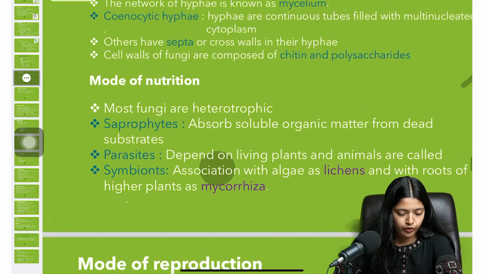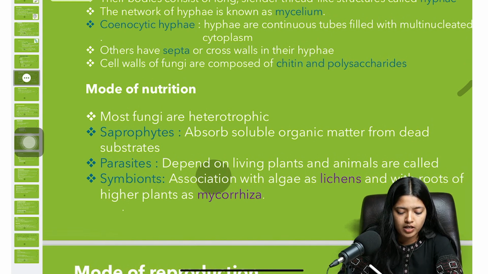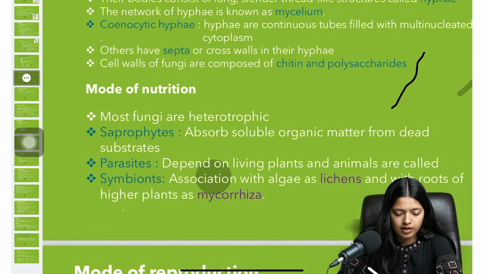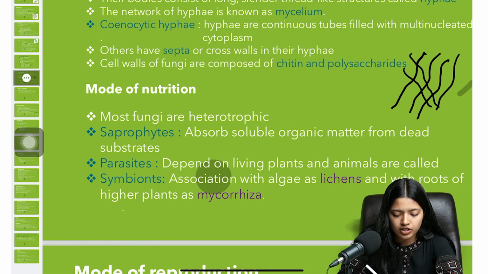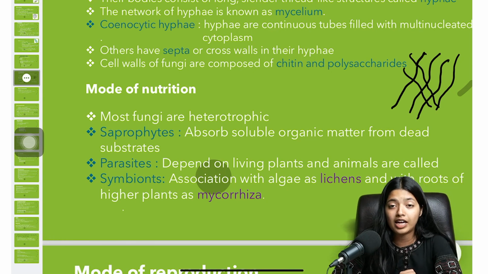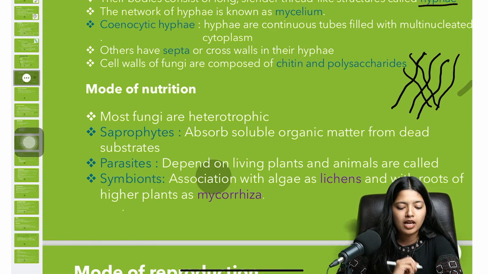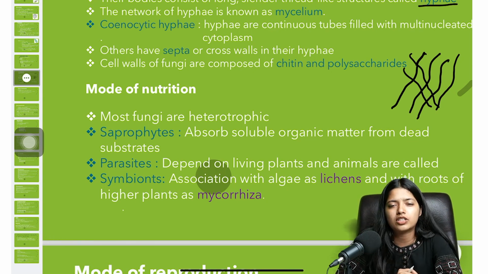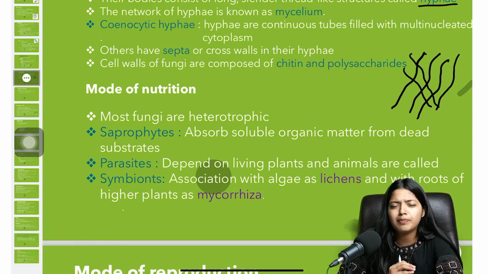Okay, let me draw it for you. So this is their body, like thread-like structures. The fungal body is made up of long, slender, thread-like structures called hyphae. This is a single hypha. Remember this term, hyphae: long, slender, thread-like structures, very thin, like a thread.